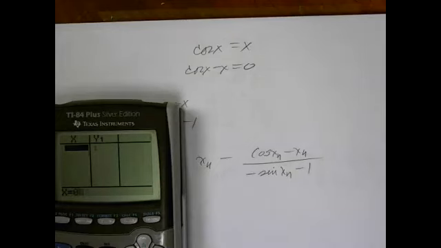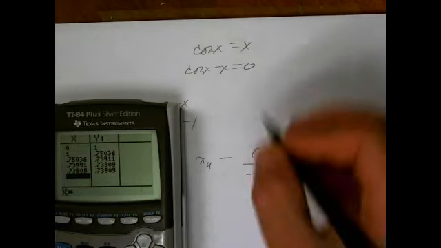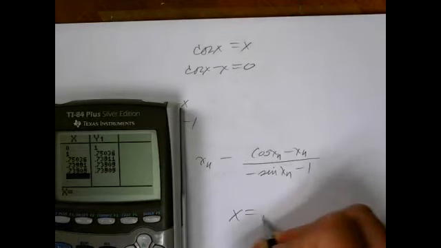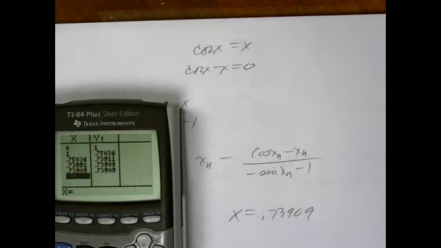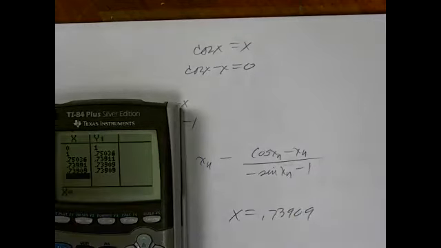Put in the 0, get out a 1. Put in the 1, get in. That looks better. 0.75036 and 0.73991 and 0.73909. And there it started to repeat itself. Finally, x equals 0.73909. Again, word to the wise, always make sure you are in radian mode.